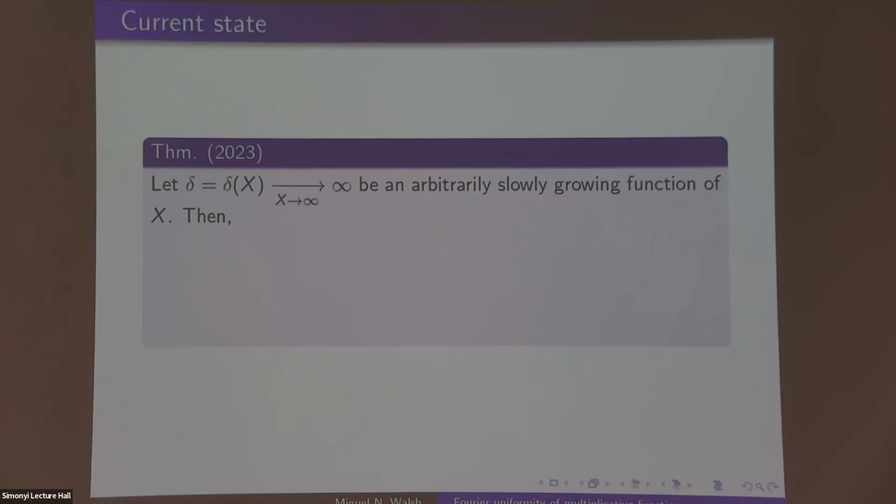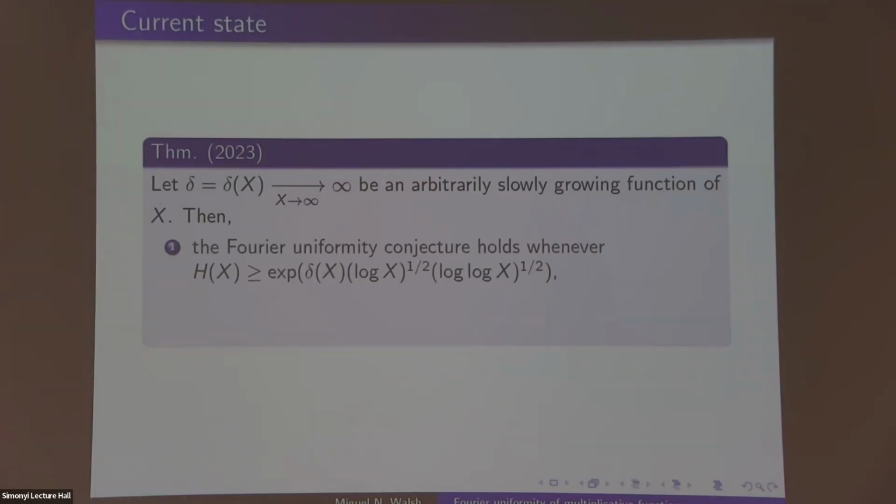So as before, we let delta be a function of x that goes to infinity with x. And again, it is an arbitrary slowly growing function of x. And so I'm going to give you two results. Let me tell you beforehand that the second result is the deepest. I finished it here at the institute. So the first result is the best bound we have now in the Fourier uniformity conjecture.